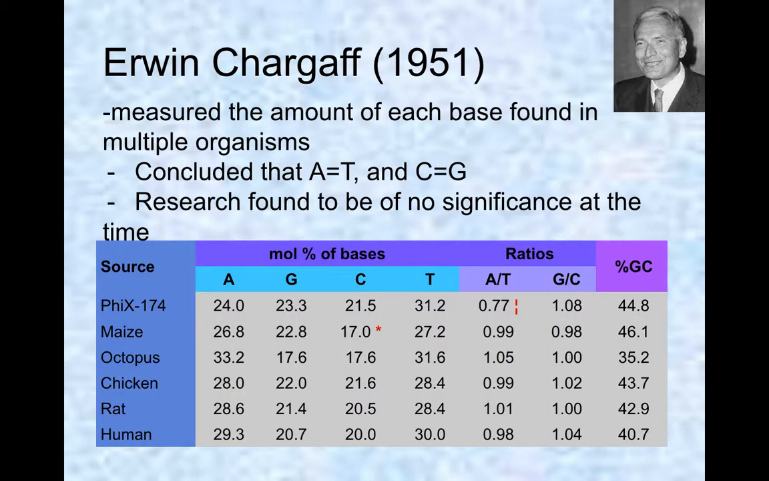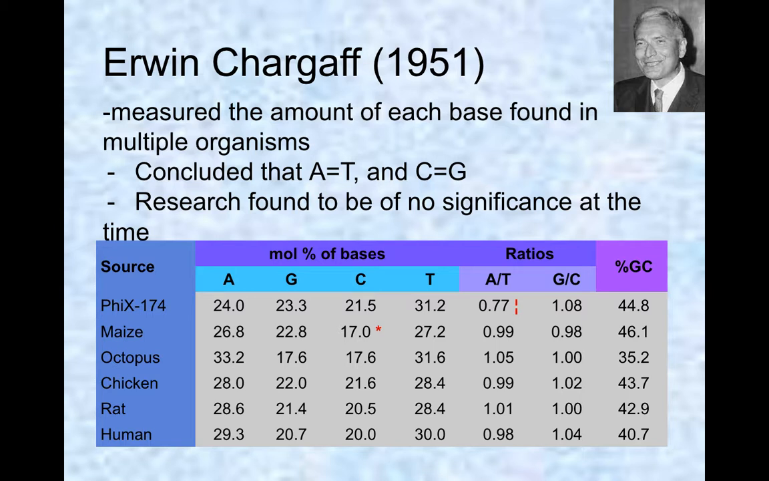So first we have Erwin Chargaff. He took a bunch of different organisms, he extracted their DNA, and then he analyzed that DNA chemically. And what he looked for was how many of each base was found in the DNA molecule. So pause the video here for a second and just analyze that data. Pretend you're Chargaff. What trends or patterns do you see in the data?